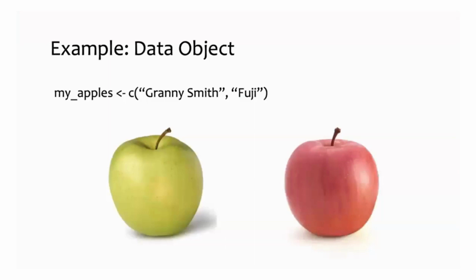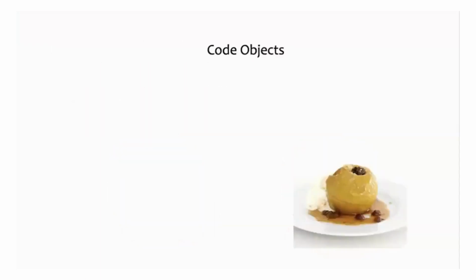Okay, so let's bring it all together. Let's say that you have a data object, a list called my apples, and it is a list that includes 2 character or string values, Granny Smith and Fuji. So we have a list of apples called my apples. Let's talk about some code objects that can be used with my apples, the data object. There's a function called bake, right? You could bake the apples. So we know this is a function because it has parentheses after it.